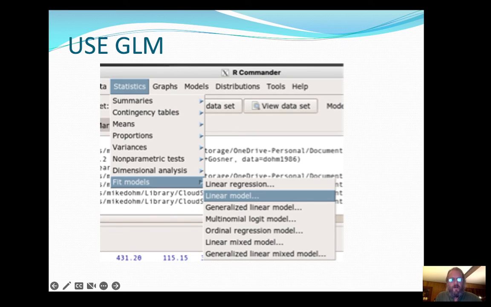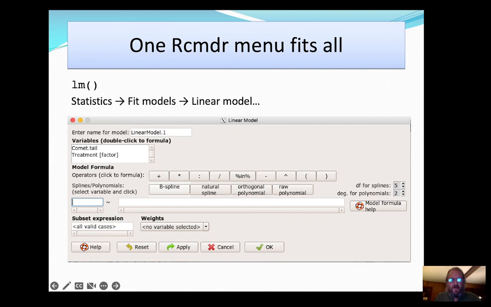So here's our menu, right? Statistics, Fit models, Linear model. If you were to write the command at the R prompt, it's simply lm and then the parentheses, and then you build the model inside that. R Commander gives you what looks like a very complicated menu box, but it's actually not too bad. R Commander will just generate an object for you automatically, or you could enter the model name yourself. We're going to be using the comet tail, that's our response variable. So we would click on that, and it would show up here.